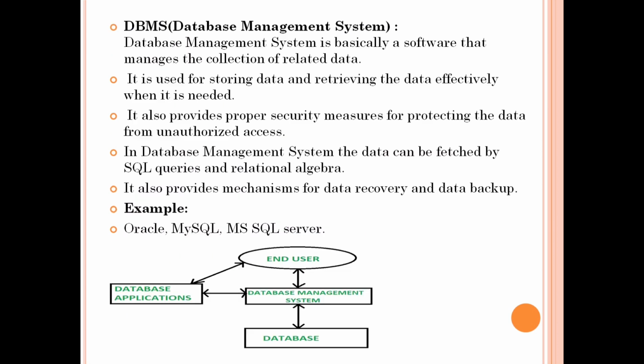Next, we see the diagram showing the connectivity between the end user and the database application. If any end user wants a database application, it will connect with the database software, that is, the DBMS. Automatically the DBMS collects the data from the databases. The database has different kinds of tables, which we also call relations.